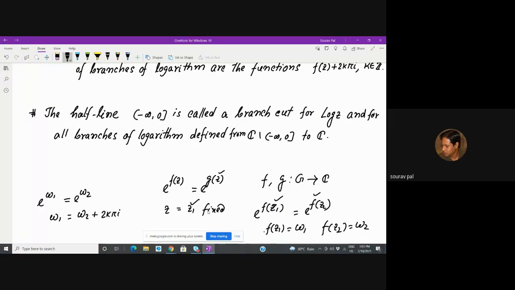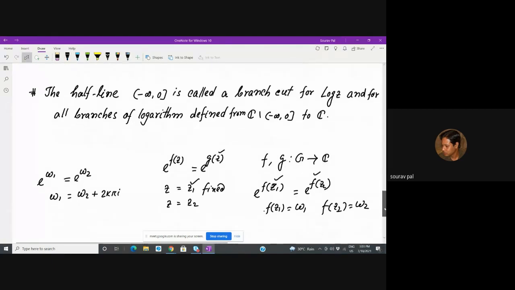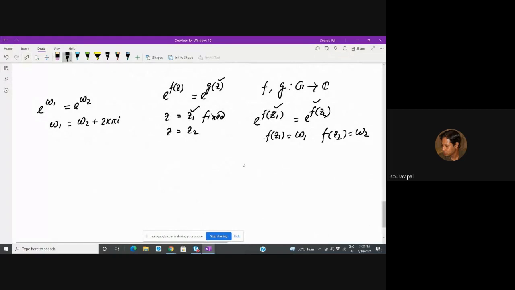Then if you change this point from z1 to z2, what do you have? You have a totally different k. Then you have e to the f(z2) is equal to e to the g(z2), which is, say, e to the u1 equals e to the u2, where u1 is f(z2) and u2 is g(z2).